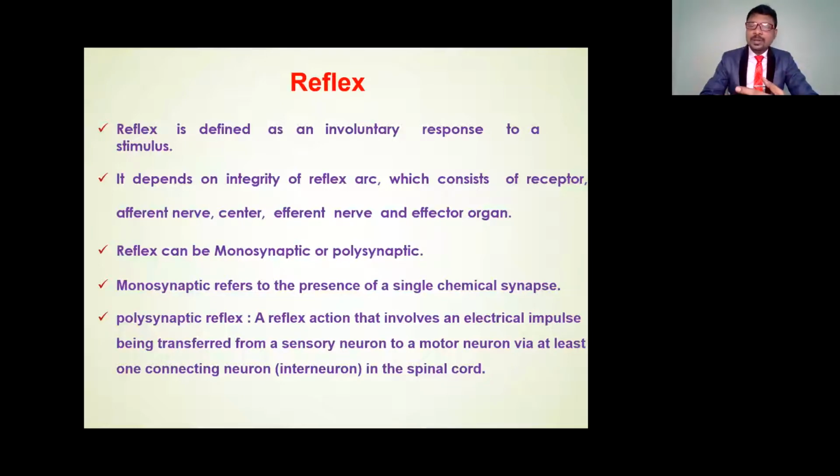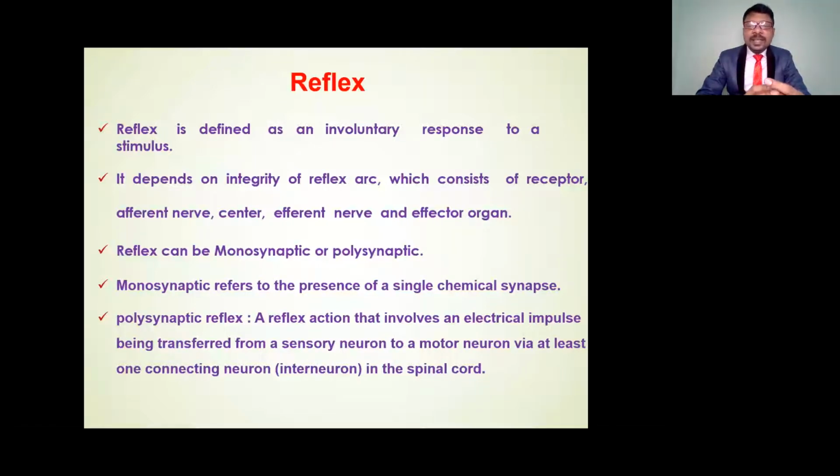Or for example, if anybody pinches your skin, automatically you take away your hand. If you pinch here, it's painful, so you are going to take it away. So this is the involuntary reaction. That is called the stimulus, and that is called the reflex.